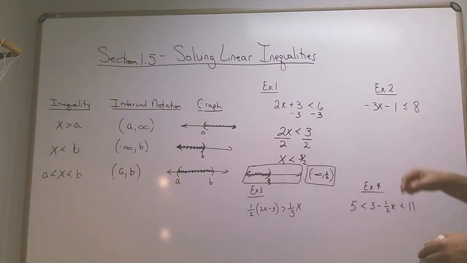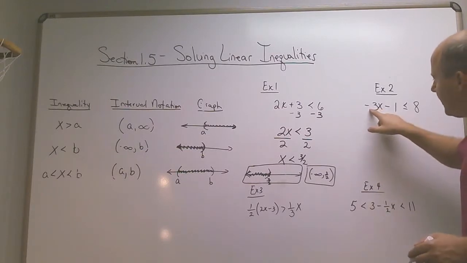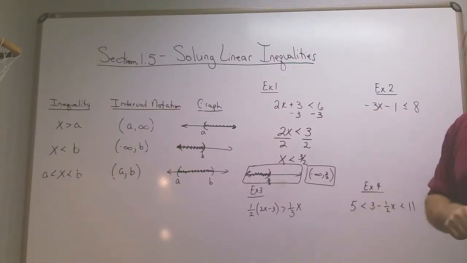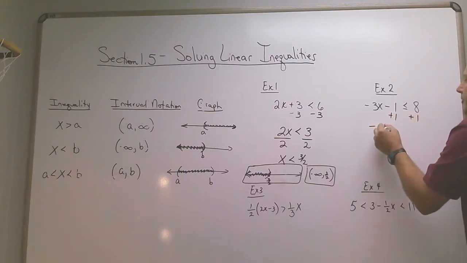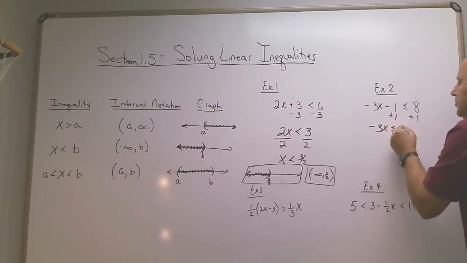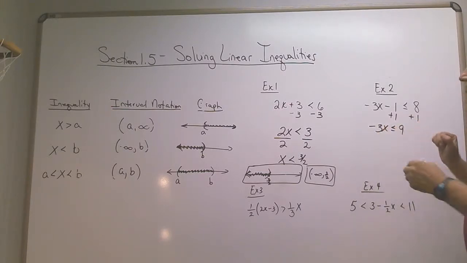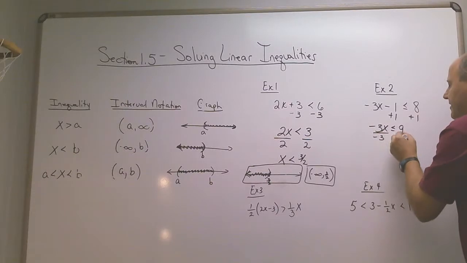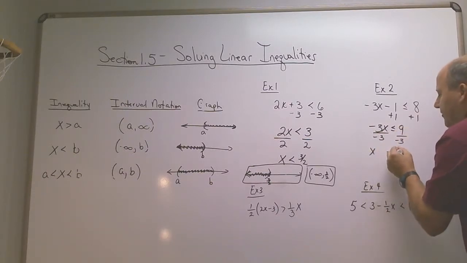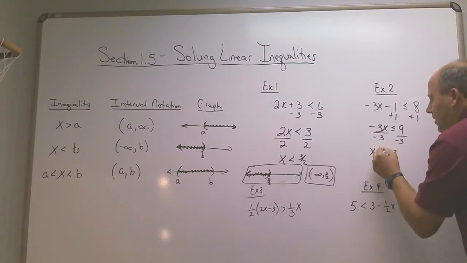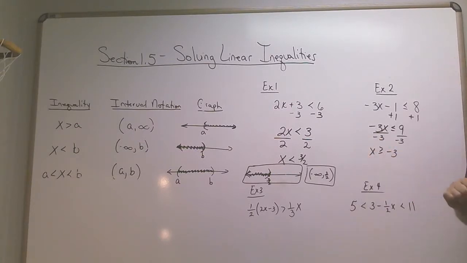Now, example 2, same setup, but I made it a little different because I want to put a negative in the front to show you what happens when you divide by a negative number. So here you add 1, and you get negative 3x is less than or equal to 8 plus 1, which is 9. You divide by negative 3, and 9 divided by negative 3 is negative 3. And you switch the inequality symbol the other direction.